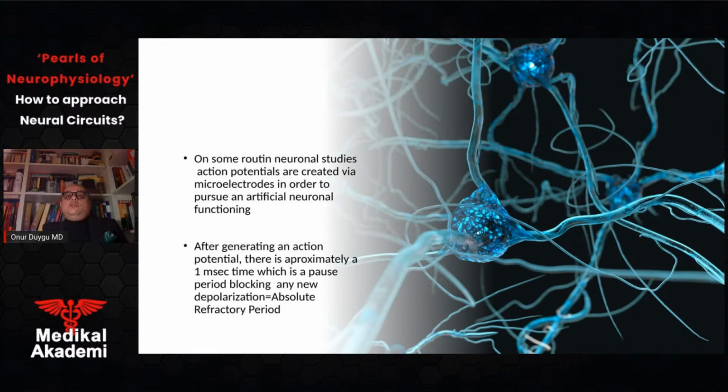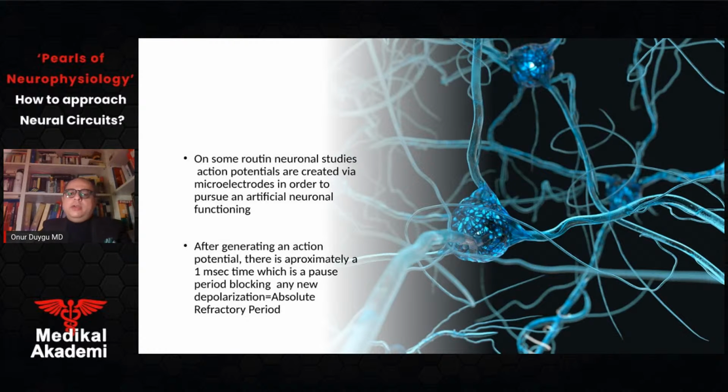Here you see another routine of neural interaction. In some routine neural studies, action potentials are created artificially via microelectrodes in order to pursue an artificial neural functioning. These are attached to the neural cell's body, the external cell membrane, in order to create an action potential for some research studies and to expand the conclusions. After generating an action potential, there's approximately 1 microsecond with a pause period, which is very important, in order to create a new action potential.